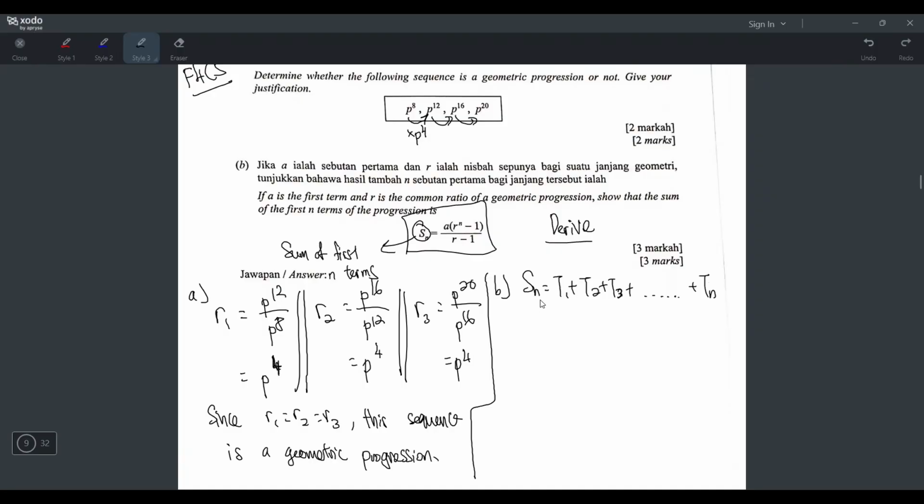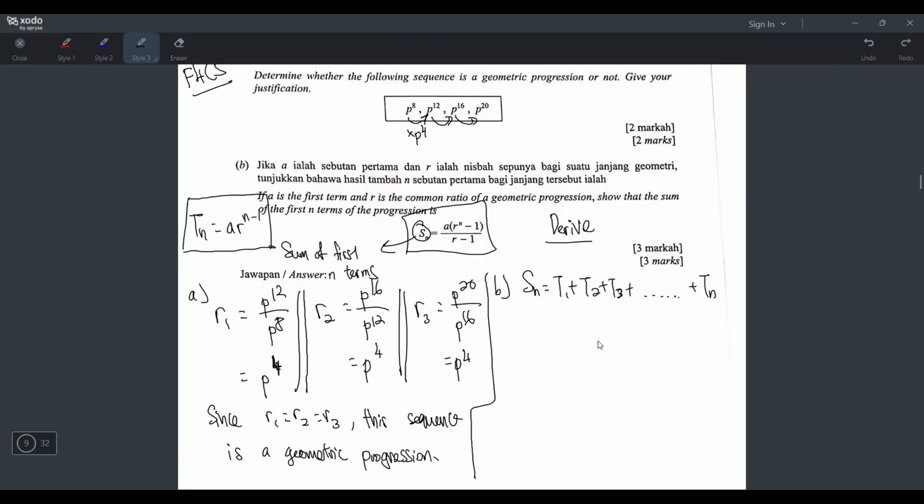So if this is S7, then it means you are taking the first seven terms and adding them together, which means T1, T2, T3 until T7, all tambah semua lah. That's what it means. And then we will be using the formula for Tn. To prove the Sn formula, you need the formula for Tn. Do you know what the Tn formula for geometric is? It would be AR power n minus 1. That is the formula for Tn.